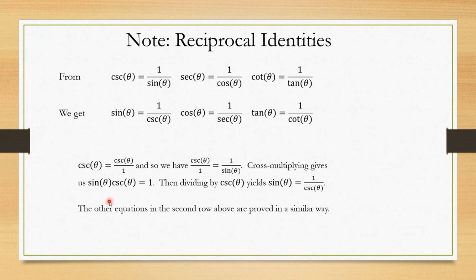And then from here, what do we do next? You just divide both sides by cosecant of theta, and you get this. The other equations here are proved in a similar way. So it's not too bad. I figured it wouldn't hurt to present that because it might come up later.